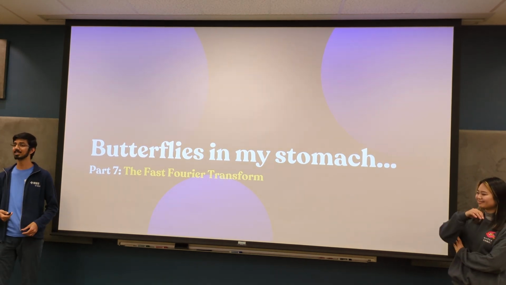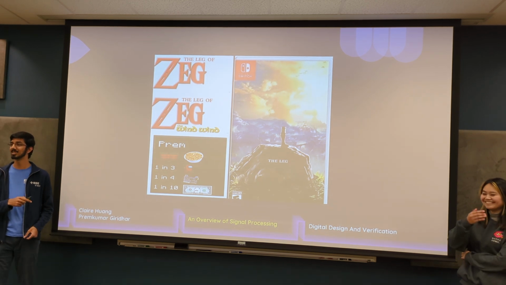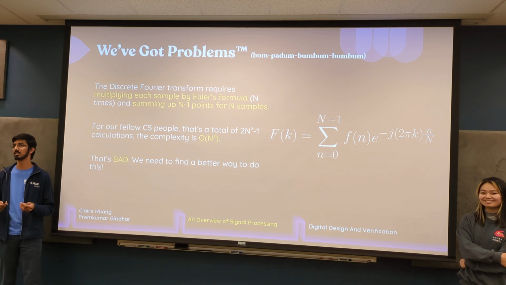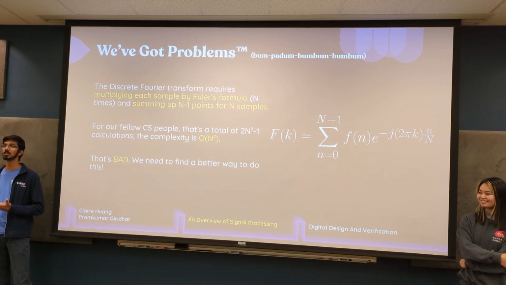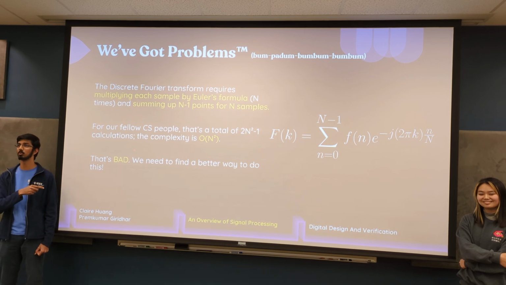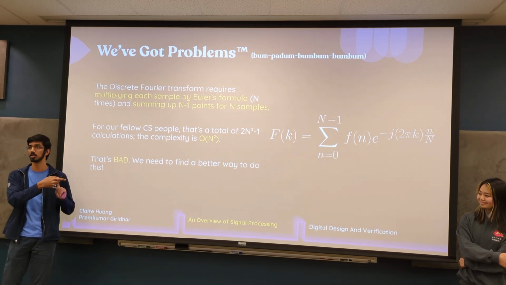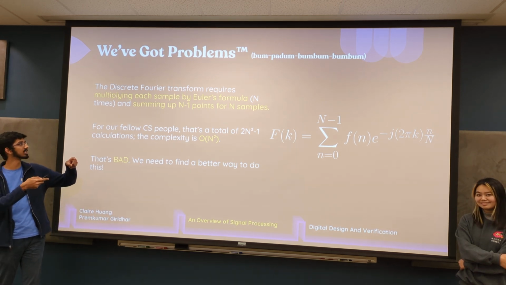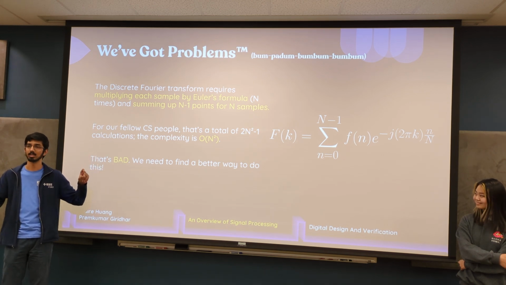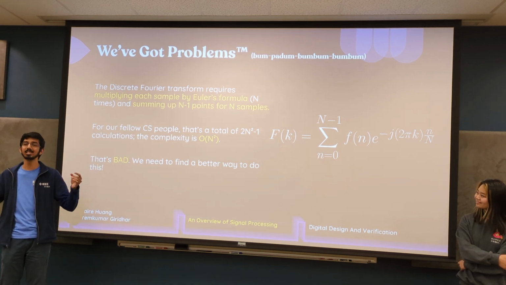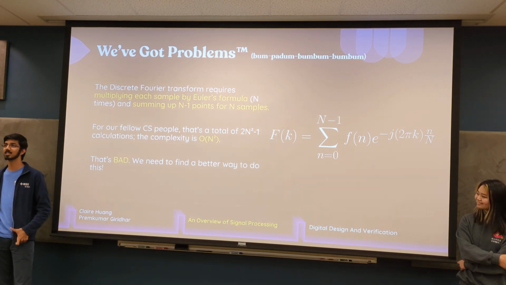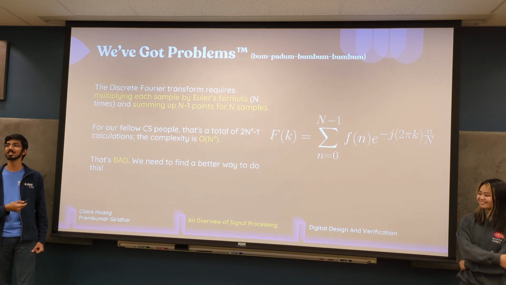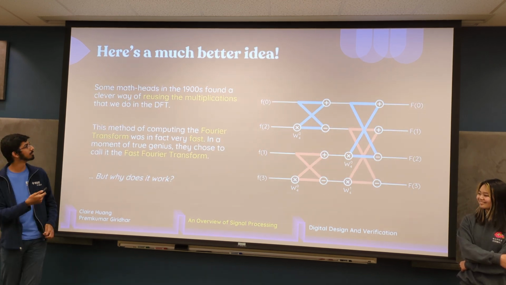So now we're going to talk about how we actually do this in hardware with the fast Fourier transform. To explain why we need a fast Fourier transform: in order to compute the discrete Fourier transform, we have to multiply each sample by Euler's formula, and then we have to sum all of them up. So this is n multiplications and then n minus 1 additions, and that's a lot. For you CS nerds out there, this is a time complexity of O of n squared, which is bad.